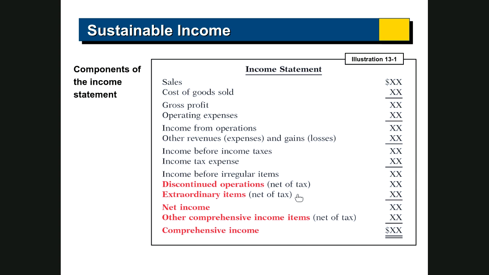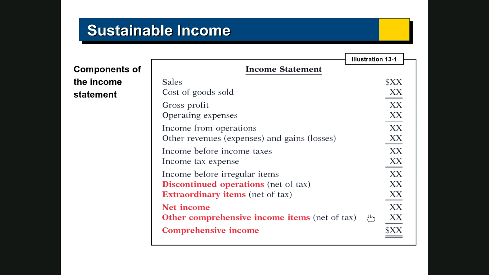This is the basic format of the income statement. Then those two items subtracted from here, we have the net income. This is the actual net income, which includes all these items. Then there is another line which is called other comprehensive income items net of tax. And what other comprehensive income is, I'm going to explain to you in just a few minutes, inshallah.